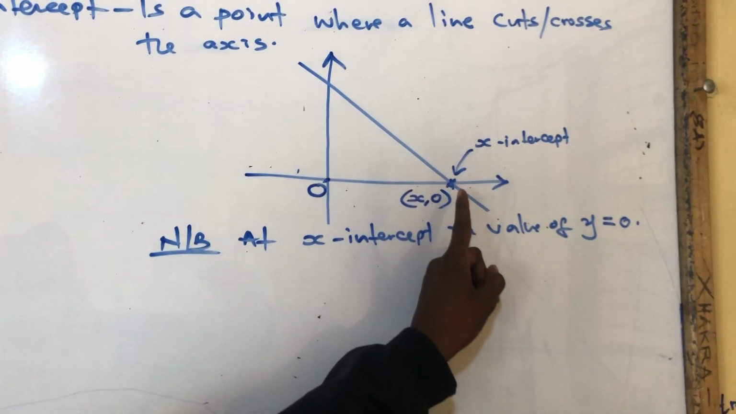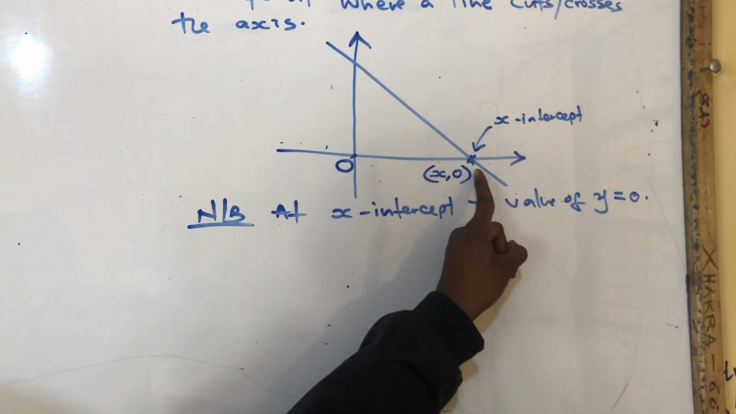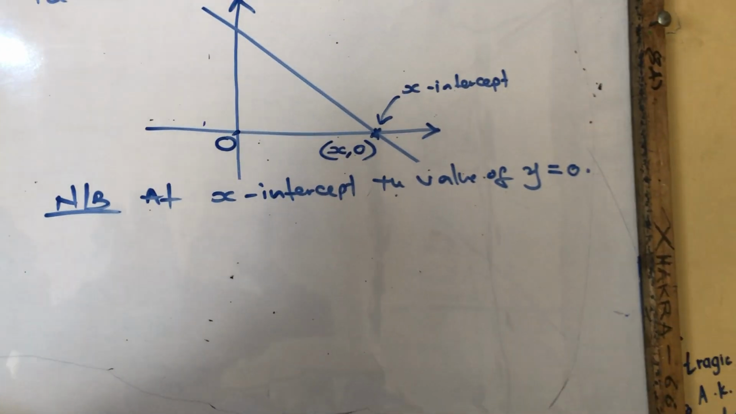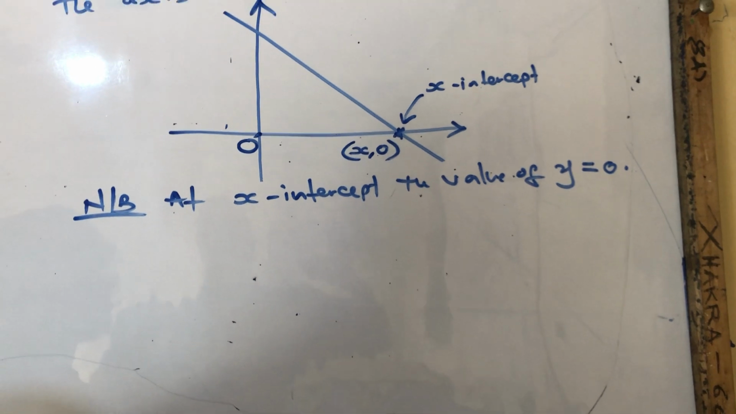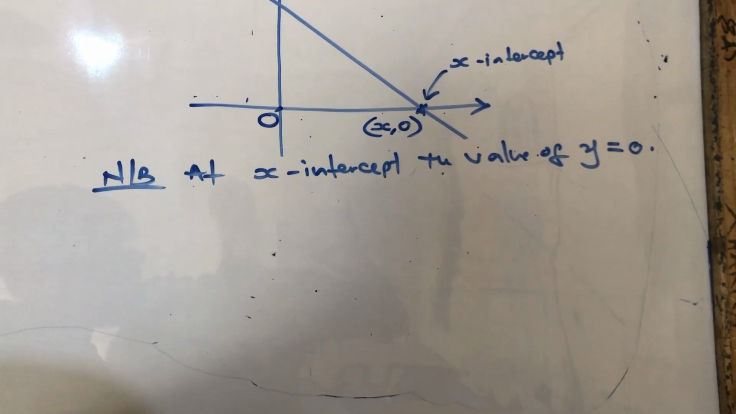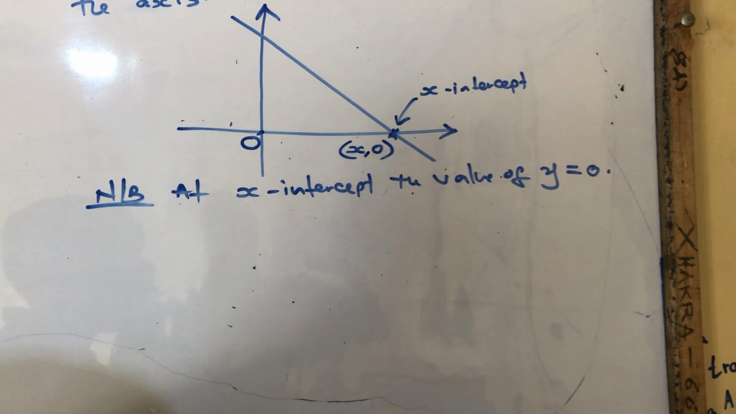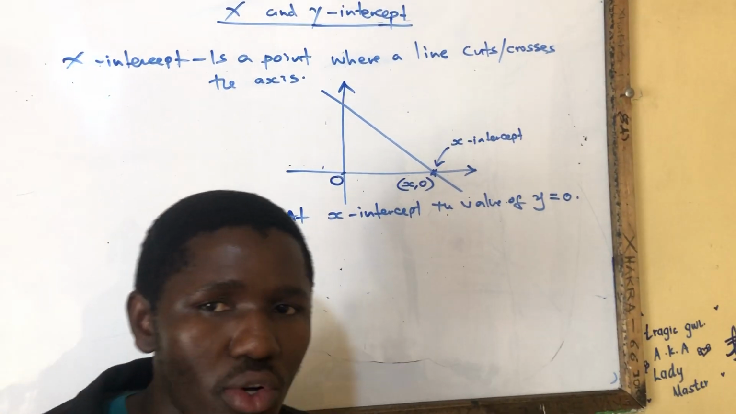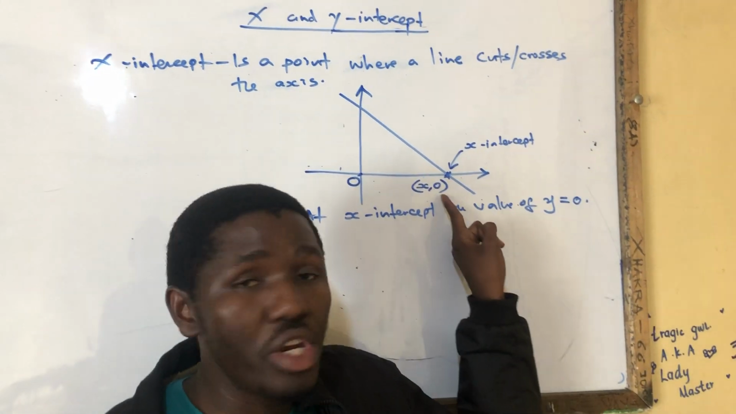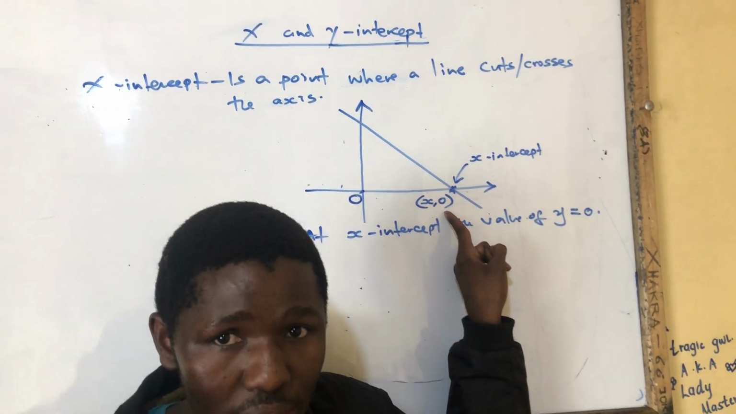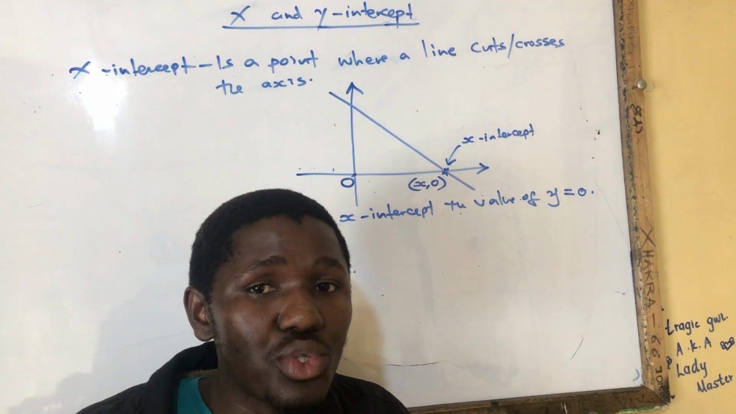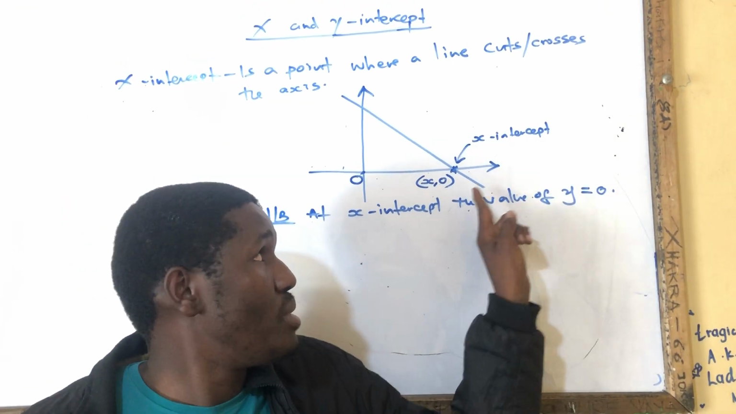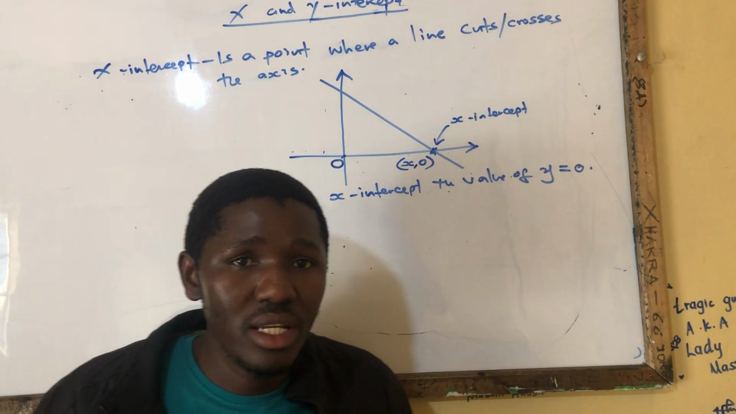The reason why the y coordinate must be 0 is because, generally speaking, for as long as a point is on the x-axis, the y coordinate will always be 0. That is the reason why we are saying that even at x-intercept, the value of y is expected to be 0.